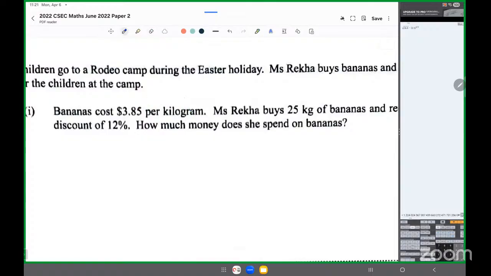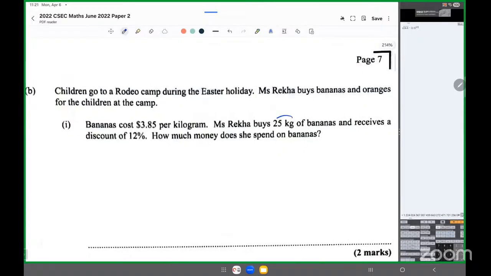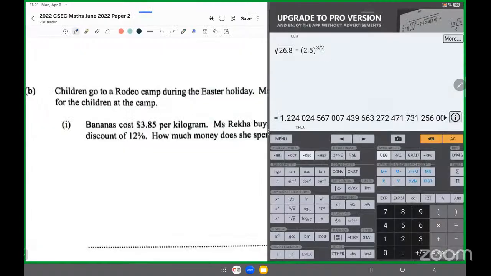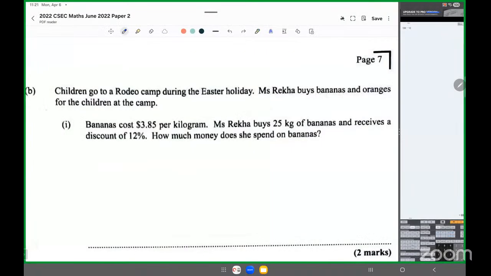$3.85 per kilogram, meaning 1 kilogram of banana is for this amount of money. Mrs. Rekha buys 25 kilograms of banana and receives a discount of 12%. So they take 12% off the amount that she's spending. How much money does she spend? If they take off 12%, she's spending 88%, right? 100% minus 12% is 88%. So she's only spending 88% of the total price.